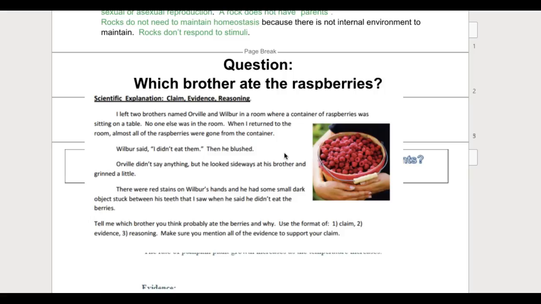Wilbur said, I didn't eat them. Then he blushed. Orville didn't say anything, but he looked sideways at his brother and he grinned a little. There were red stains on Wilbur's hands and he had some dark objects stuck between his teeth when I saw him, when he said he didn't eat the berries. Tell which brother you think probably ate the berries and why, and you're going to use that CER format.